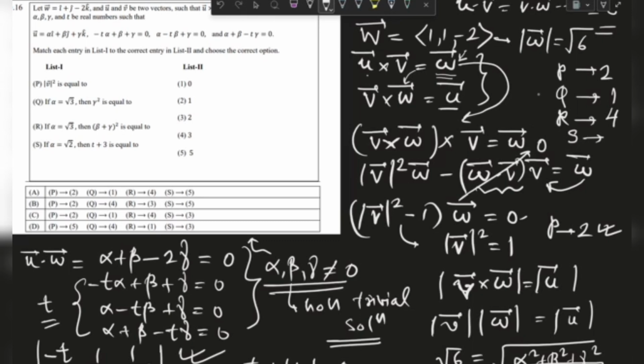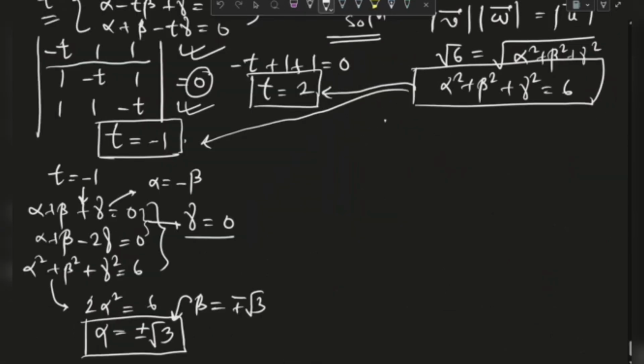Now alpha root 2 will actually occur because there are two solutions for t, so it's pretty obvious that at t equals 2 we will have alpha equals root 2, because all of this, q and r, was obtained at t equals -1. That's pretty obvious. So the answer will be anyways s as 5, but I will still solve it out for you and find out the values. So if we put t equals 2, then we will have the following equations.